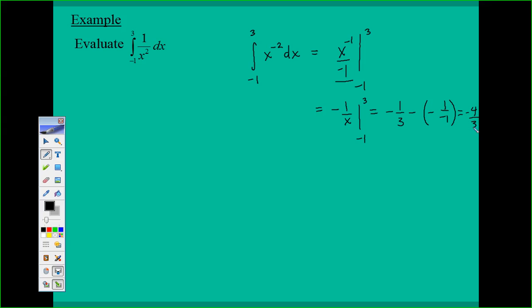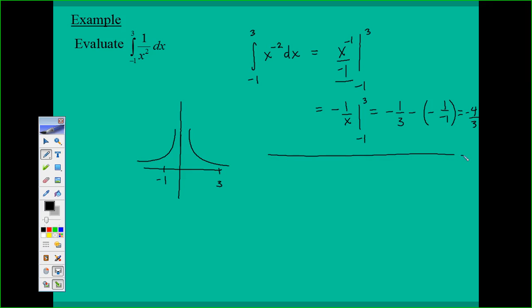However, this is incorrect. If we looked at this graph, we would see that on the interval negative 1 to 3, this function is undefined at x equals 0. So it's not continuous on this interval. So we have to be careful when we're working with an integral. Is the function continuous on the interval? If it is not, we can't apply the fundamental theorem.